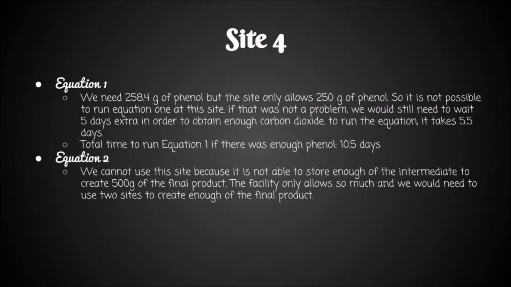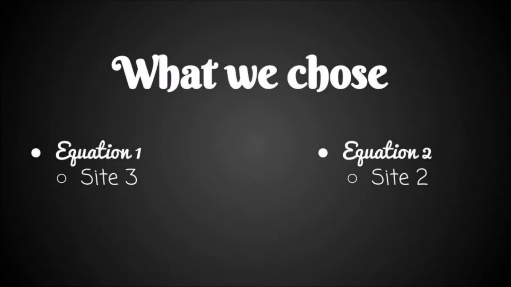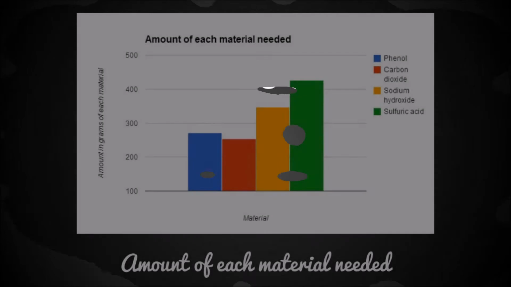For Equation 2, we cannot use this site because it is not able to store enough of the intermediate to create 500 grams of the final product. The facility only allows so much, and we would need to use 2 sites to create enough of the final product. With all this in mind, we chose to do Equation 1 at Site 3 and Equation 2 at Site 2.